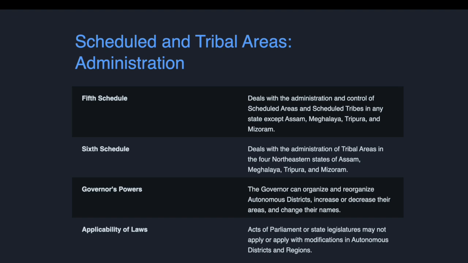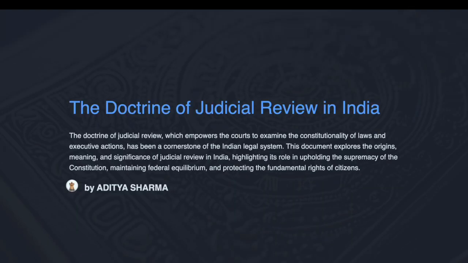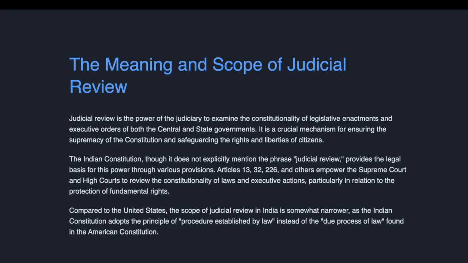What is the power of the Governor in this? The governor can organize and reorganize autonomous districts, increase or decrease their areas and change their names. Then, applicability of law: Acts of parliament or state legislature may or may not apply, or apply with modification, in autonomous districts and regions. Now we will see the doctrine of judicial review.